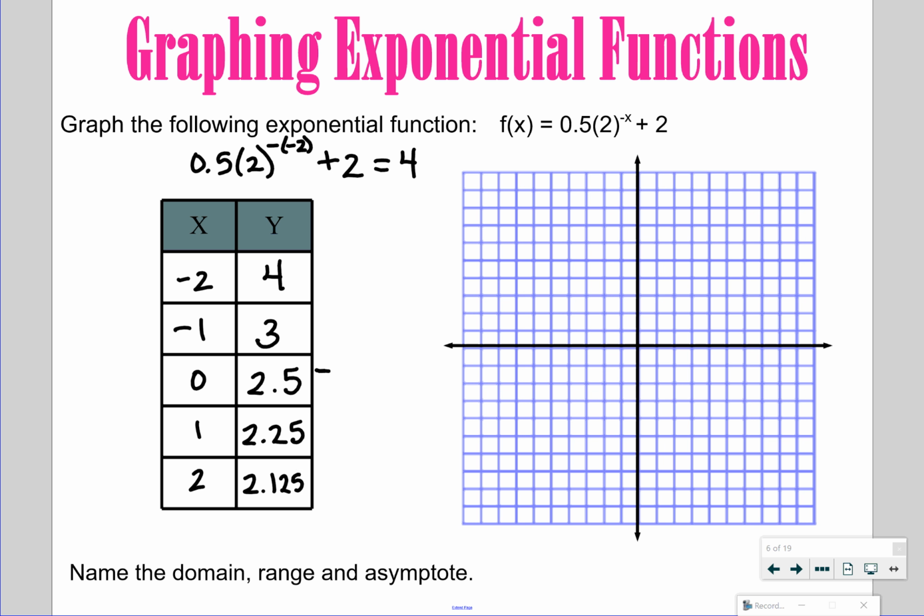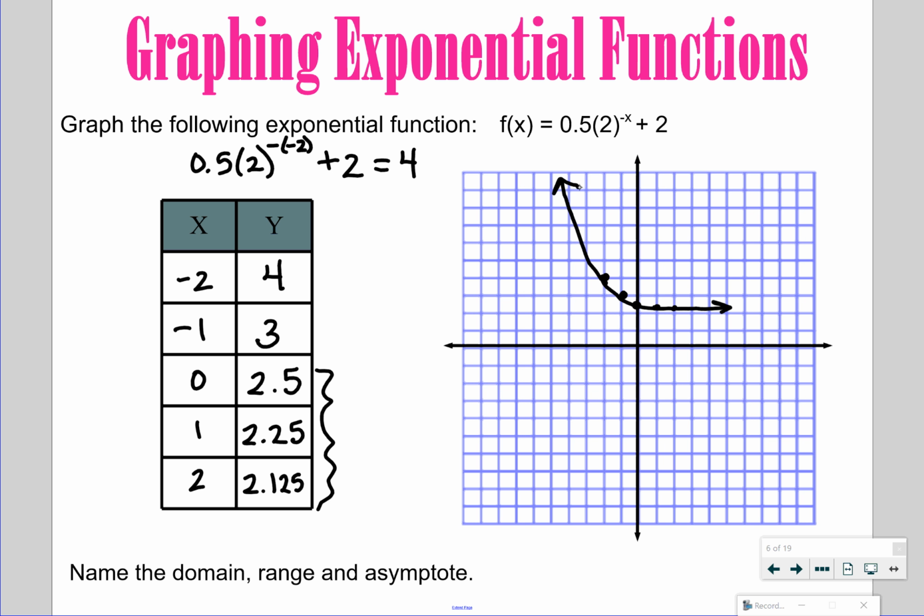And you'll notice what's happening in these y values here. I'm getting closer and closer to the value of 2. My values are kind of leveling out. So that's going to help me when I graph it. Let's plot these points. -2, 4. -1, 3. 0, 2.5, 1, 2.25, 2, 2.125. And there is my graph.